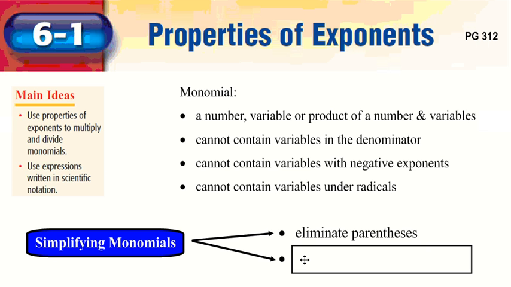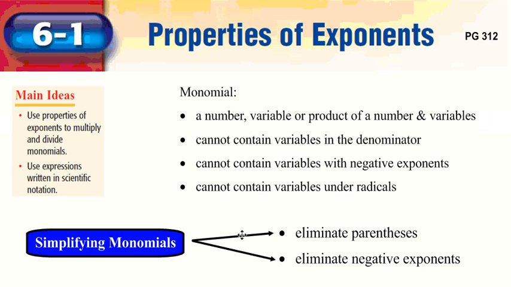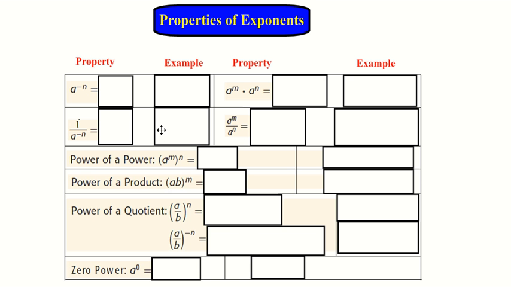Simplifying monomials, what we mean when we say simplify a monomial is to get rid of all of our parentheses and to get rid of all of our negative exponents. Here are some properties that I would like you to fill in your notes. If you have a number that's a base, any number a, and it's raised to a negative exponent, that means the same thing as the reciprocal of that number to the positive exponent. An example would be 2 to the negative 3 is equal to 1 over 2 to the third.